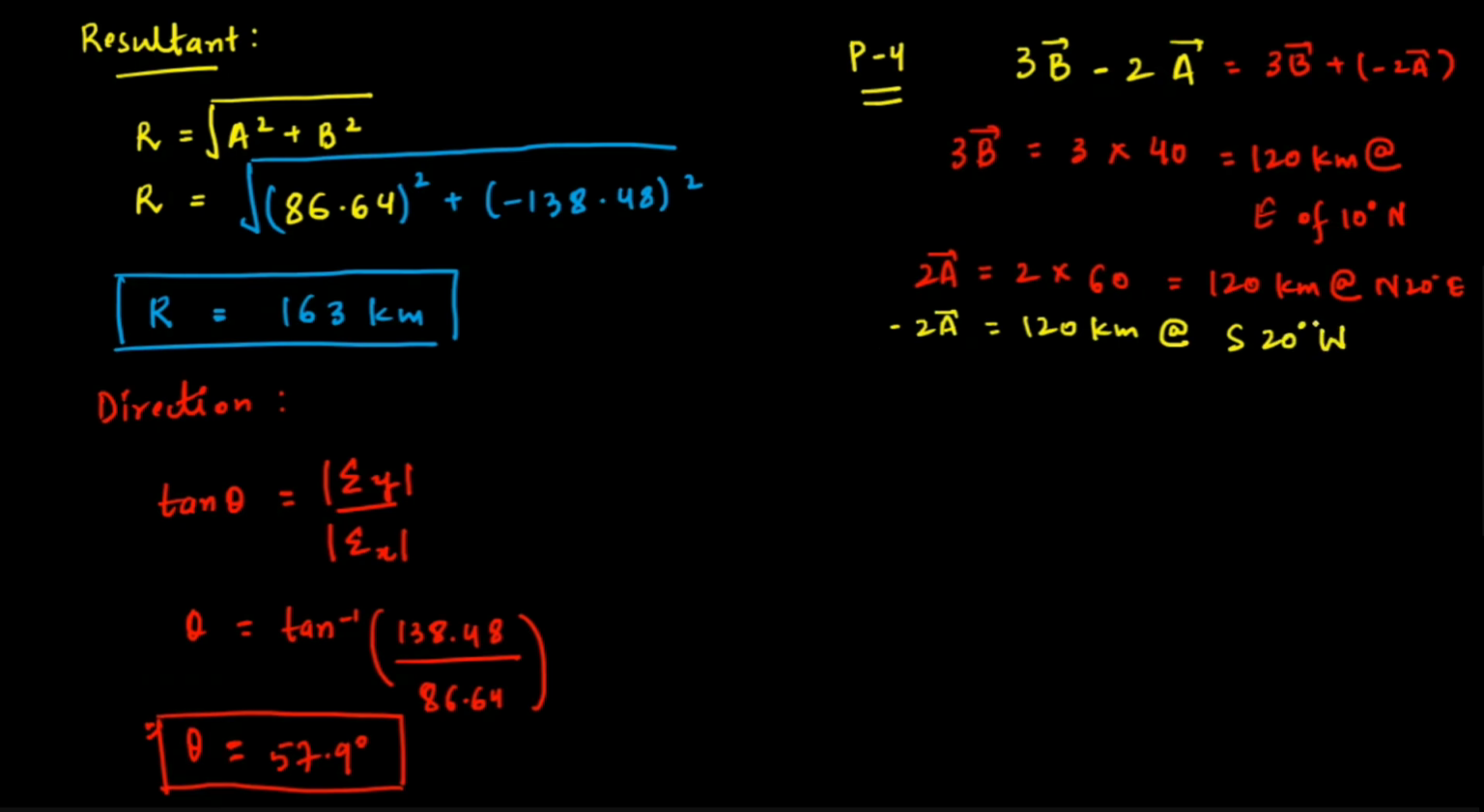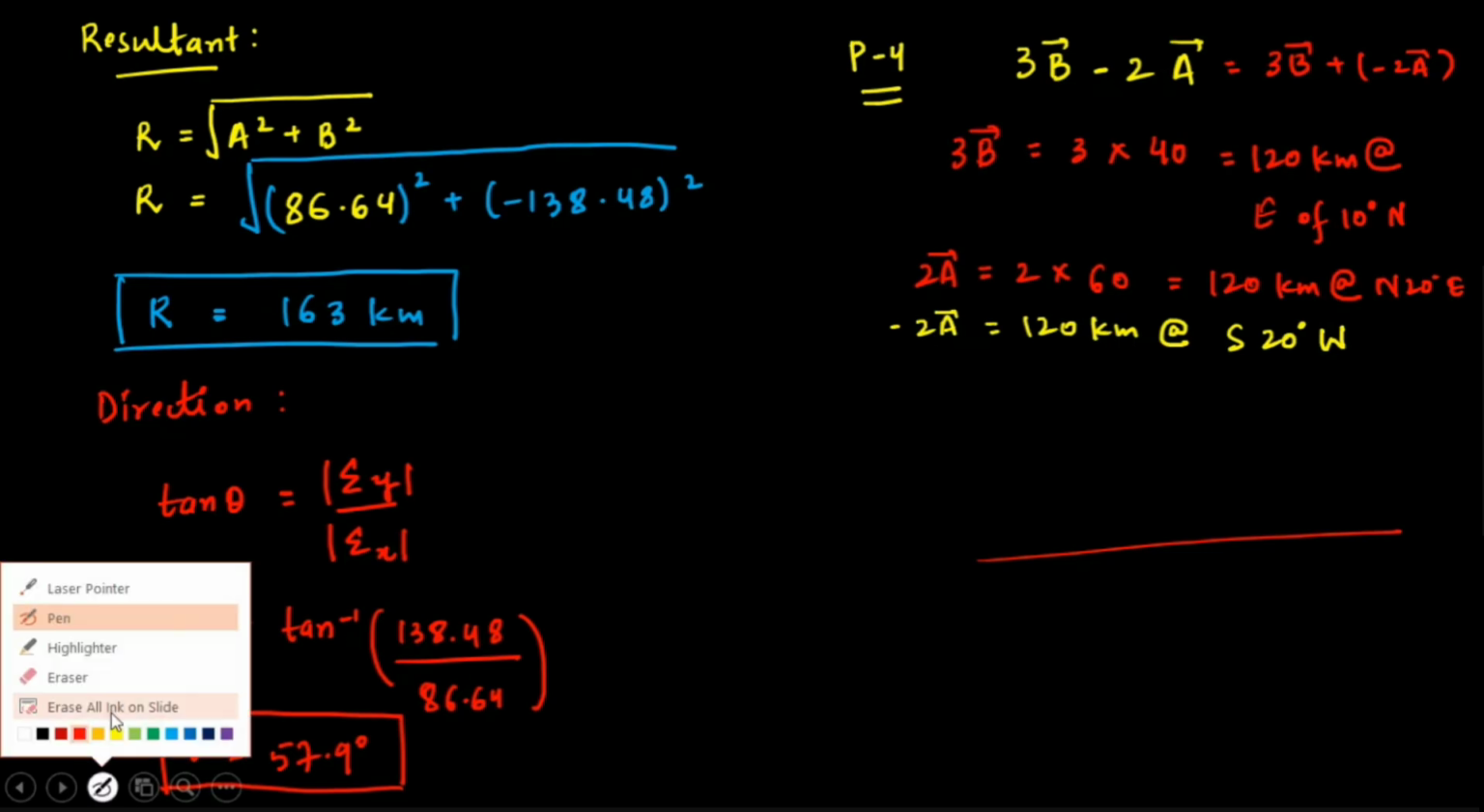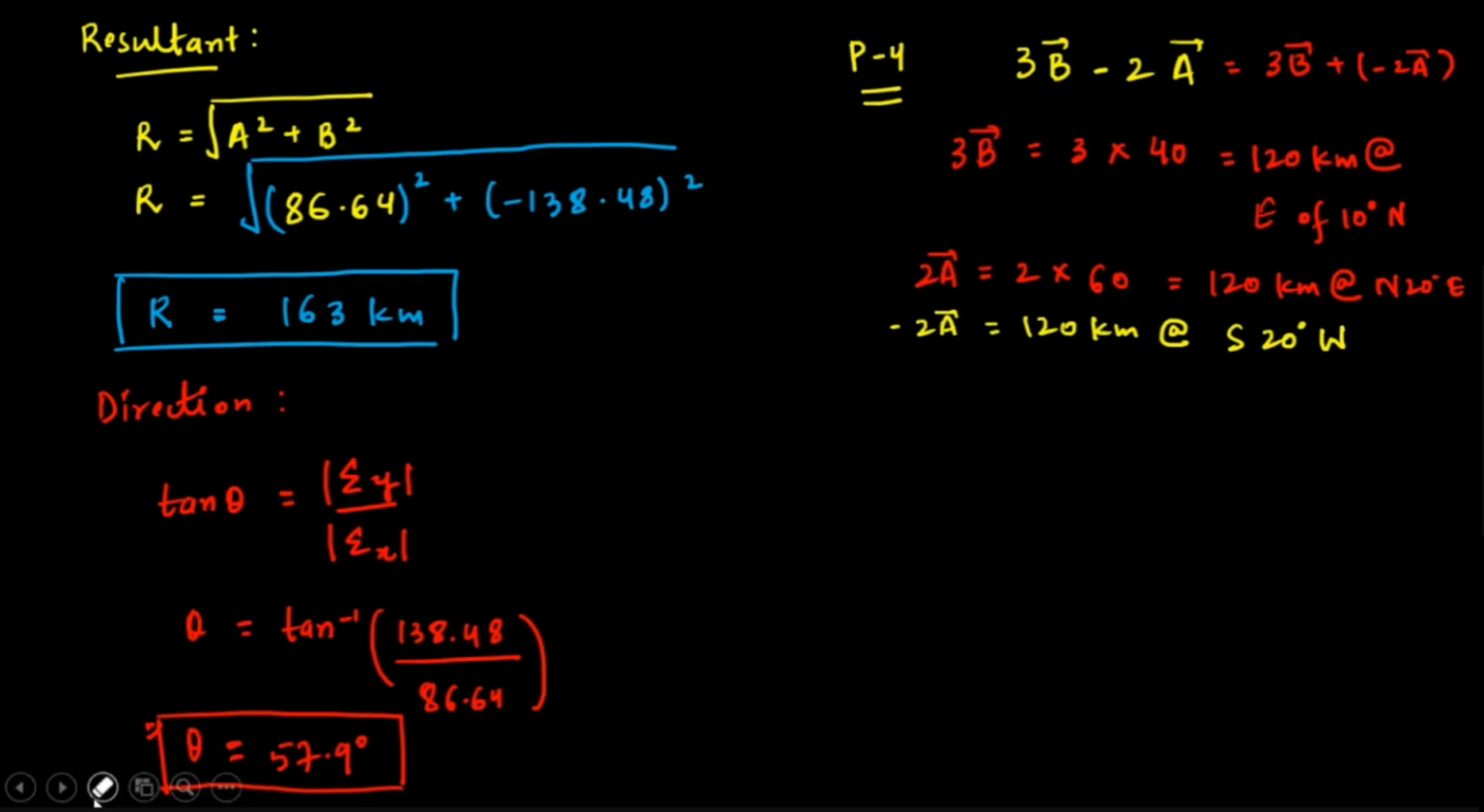So now we got two vectors. Now we need to again draw the same diagram like this one. Along the x and y axes, we'll figure out what are the components of the vectors, and then we'll simply add them.